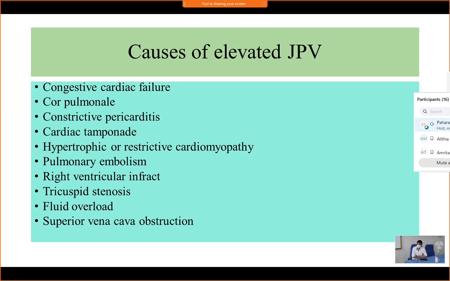Now coming to the causes of raised jugular venous pressure. The first is congestive cardiac failure. This is very common. Then cor pulmonale, constrictive pericarditis, cardiac tamponade, hypertrophic or restrictive cardiomyopathy, pulmonary embolism. It is an acute cause of increased jugular venous pressure. Then right ventricular infarct, tricuspid stenosis, volume overload, and of course superior vena cava obstruction. Remember, in superior vena cava obstruction, there will be elevated pressure, but it will be non-pulsatile. The jugular vein is distended, but the distension will be non-pulsatile.